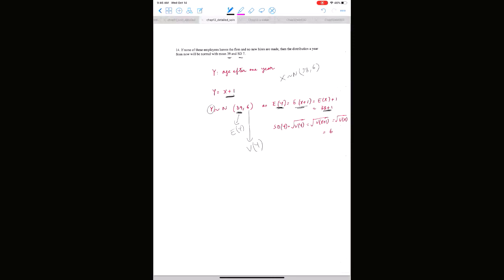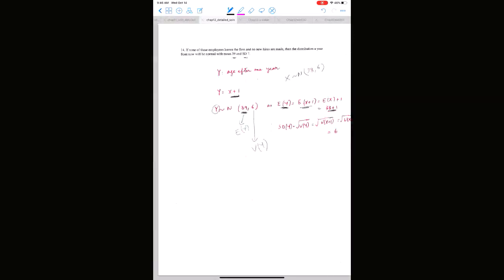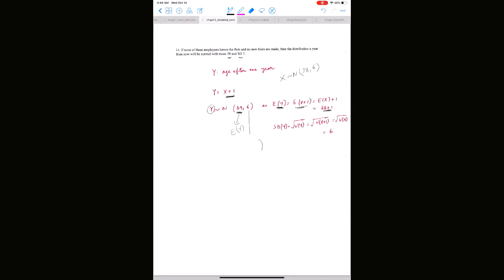Okay, sorry, I wrote the standard deviation, so let me stick to the convention. What is the standard deviation of Y? It is the square root of the variance of Y. It is the square root of the variance of X plus 1, which is the square root of the variance of X, which is equal to 6. So we have 39, 6 here.